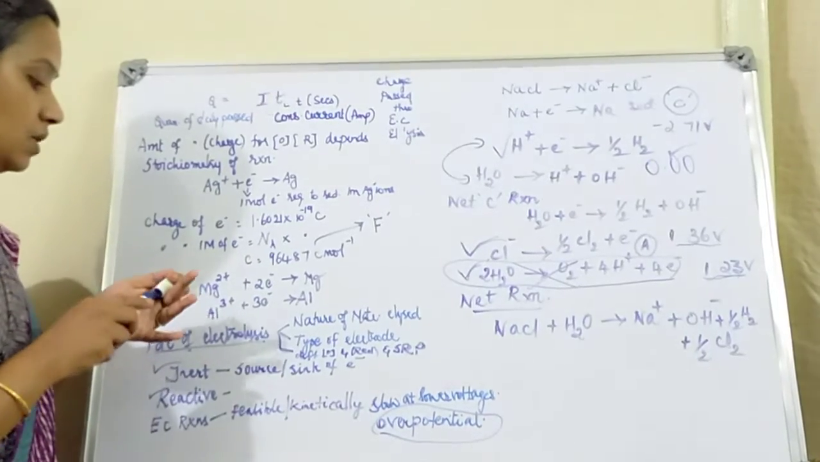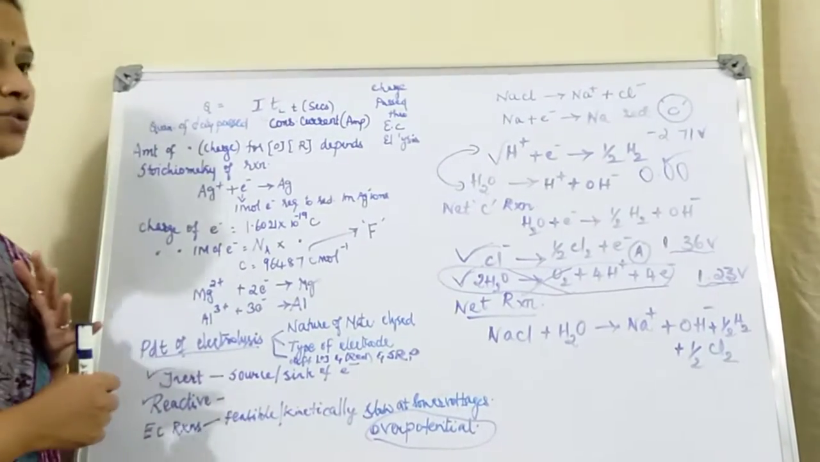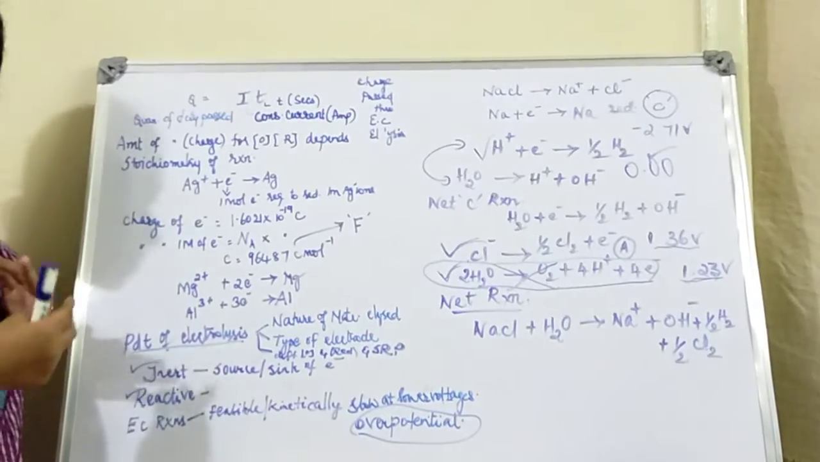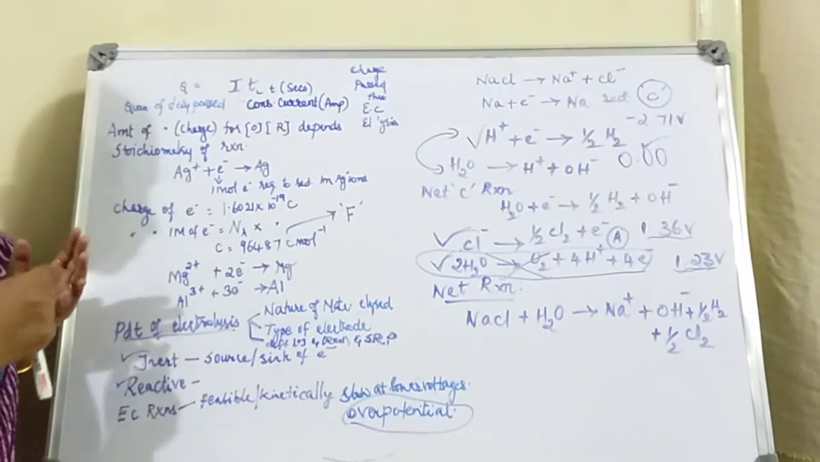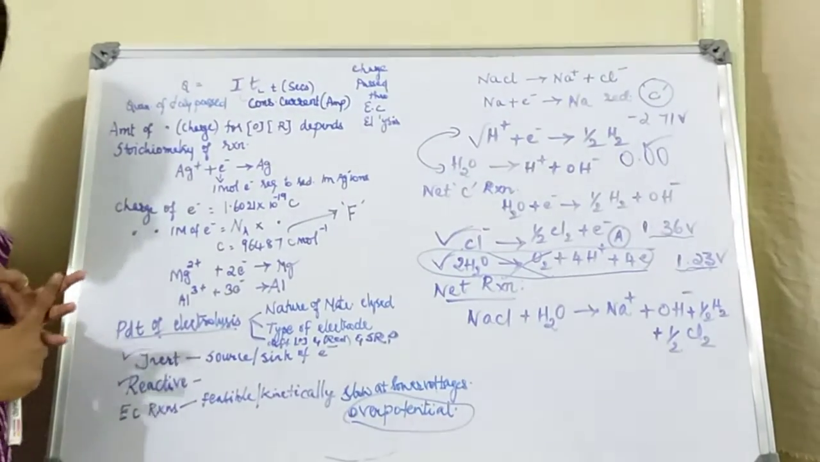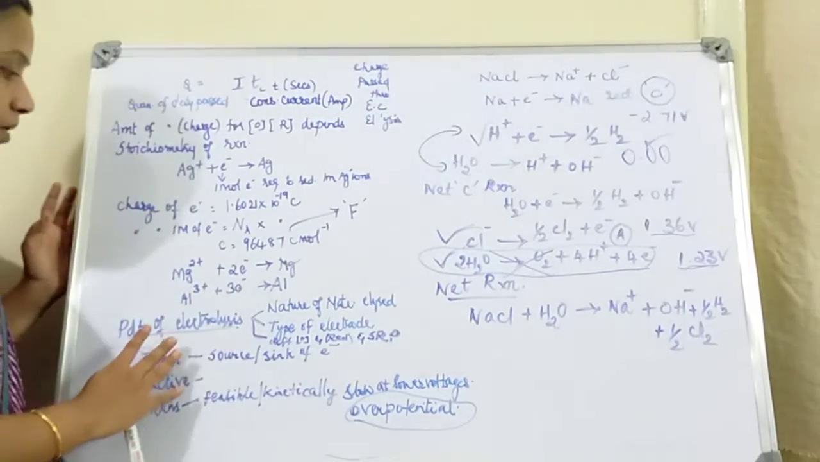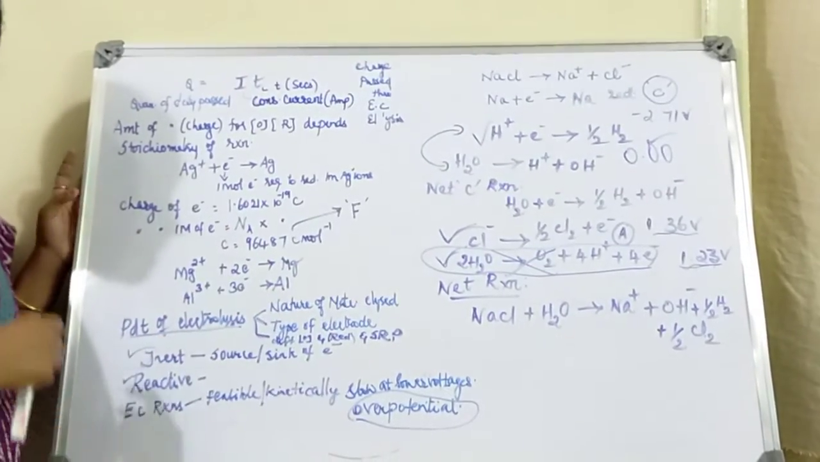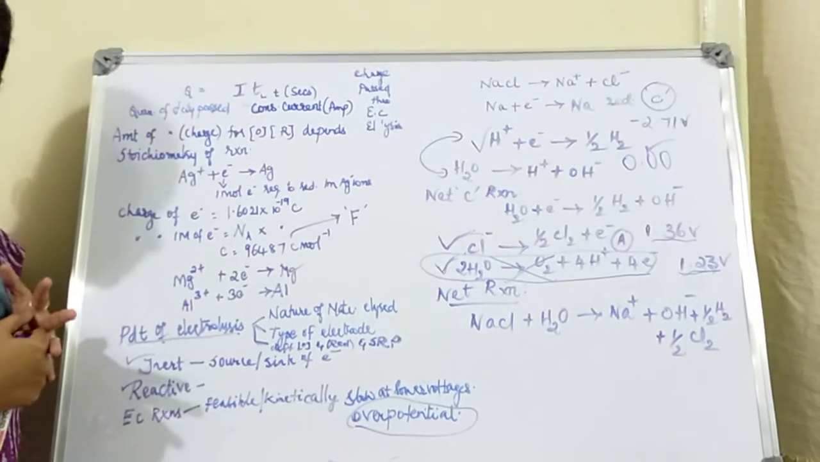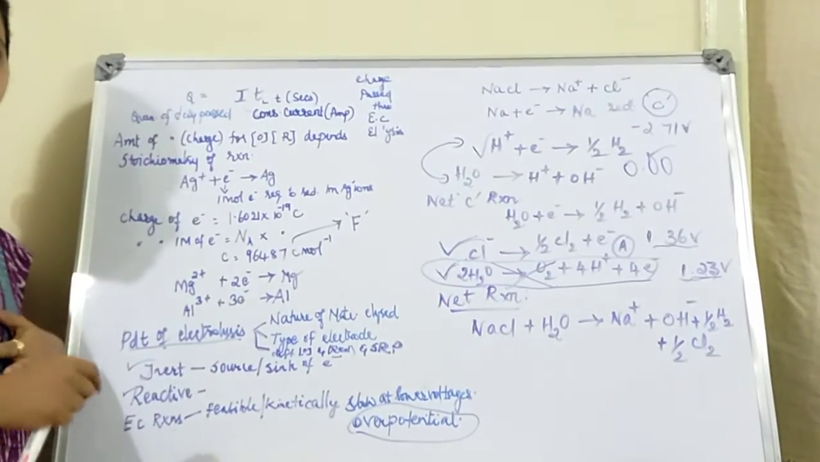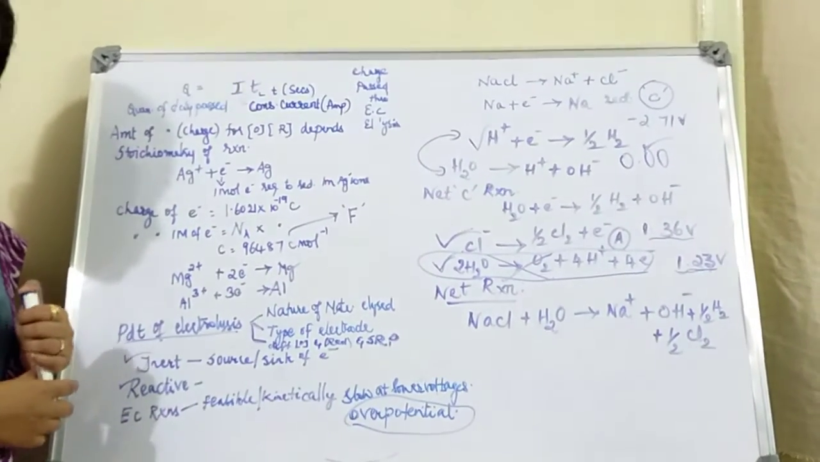So we have seen in today's session about weak electrolytes. Then we saw a normal electrolytic cell, the construction of a normal electrolytic cell. We saw Faraday's laws. Then we saw product of electrolysis. In the next session, we will be seeing about battery, primary battery, secondary battery, hydrogen economy and corrosion. Thank you.